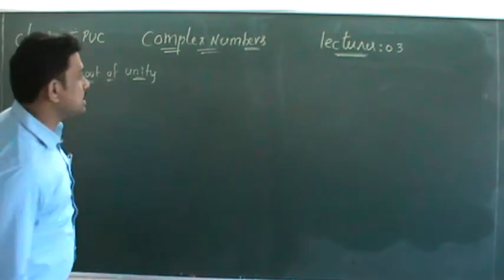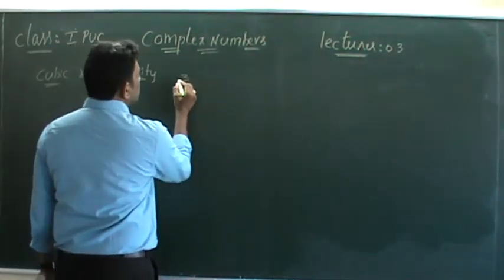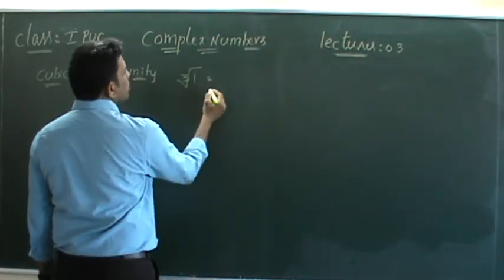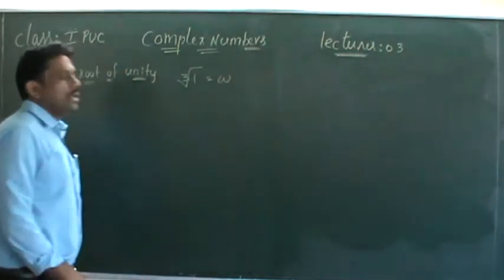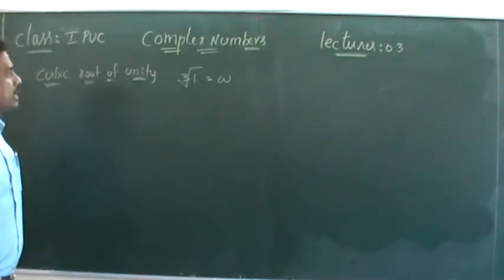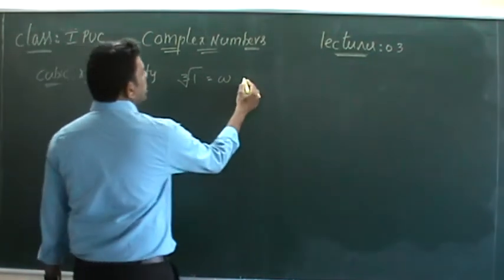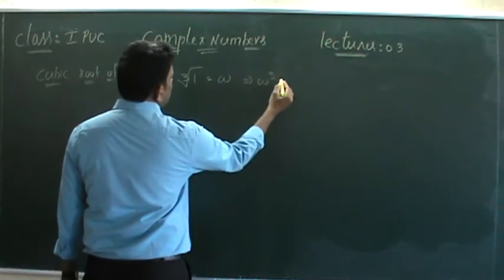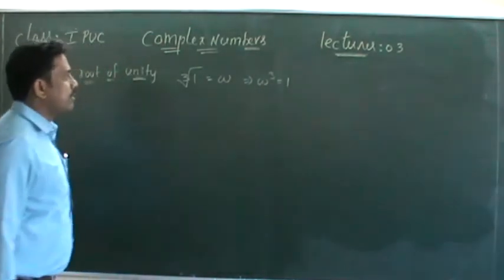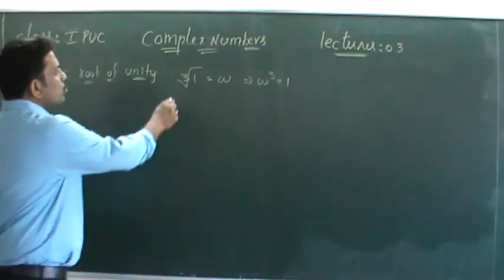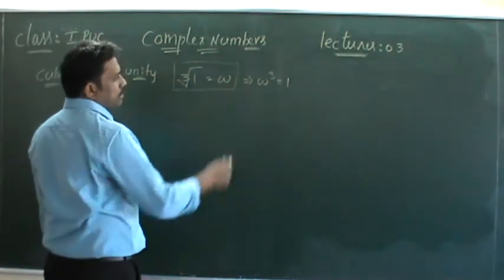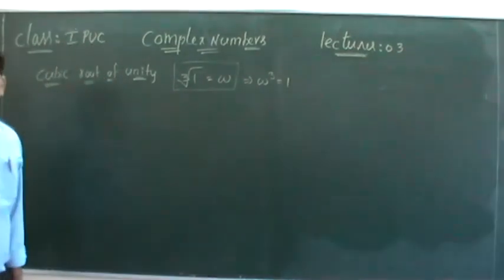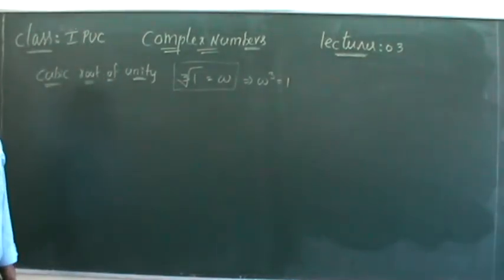Cubic root of unity is nothing but the third root of 1: cubic root means third root, and unity means 1. The cubic root of unity is always indicated by the letter omega. That means we can write omega cube equal to 1. This is a very important term. This topic is not in the theory, only for JEE Mains and advanced level.